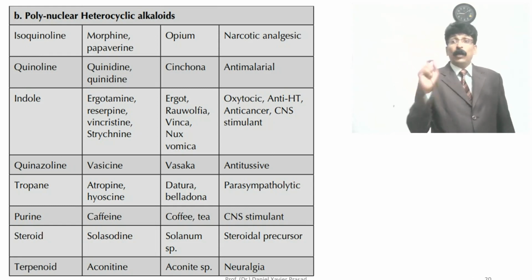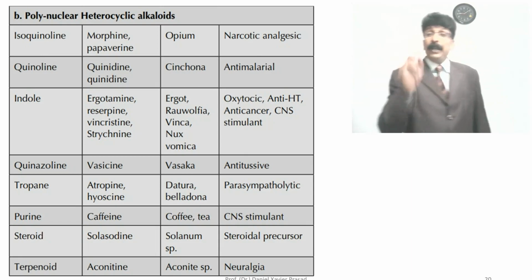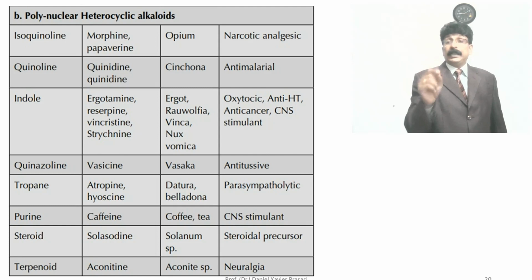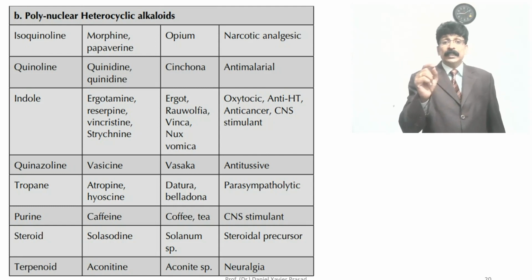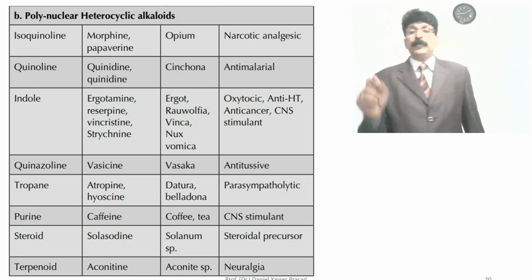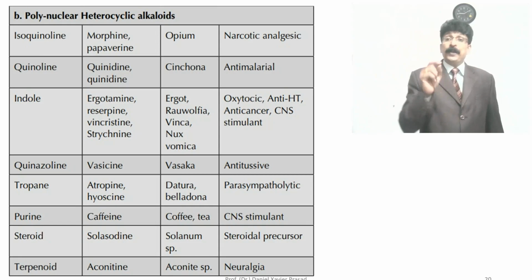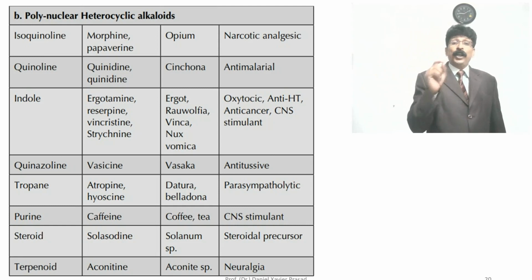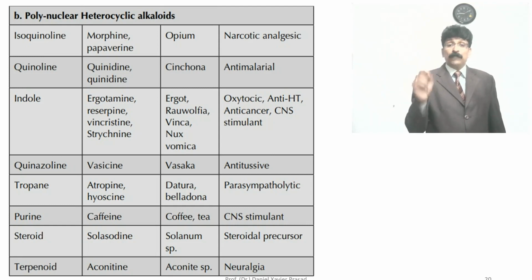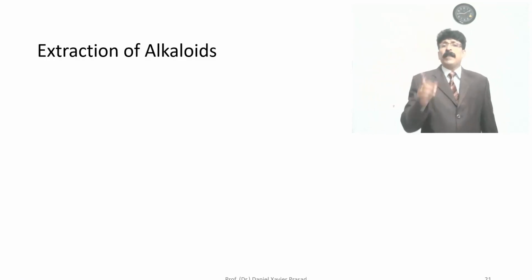It has parasympatholytic therapeutic activity. Purine derivatives, caffeine, theophylline, and theobromine, are present in coffee and tea. They are CNS stimulants. Steroidal drugs: solasodine, which is present in Solanum species, is used as a steroidal precursor. Terpenoid drugs: a polynuclear heterocyclic alkaloid present in aconite species, aconitine, is used for neuralgia.